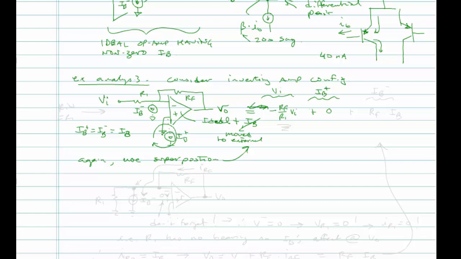And then lastly, we're going to consider IB minus. Now this one's a little tricky. Maybe I'll redraw the circuit for a moment. I have IB minus. This goes into my inverting input. I have RF, VO.